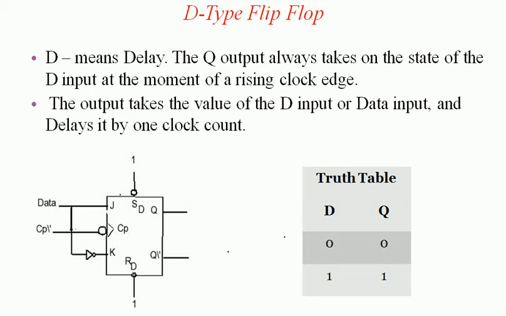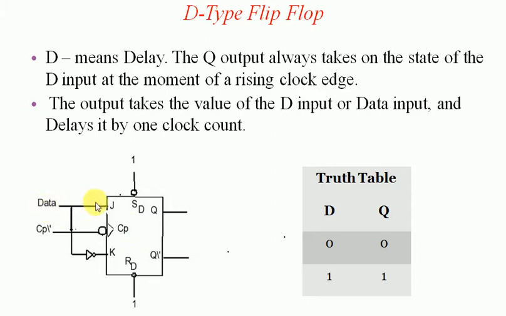Hello everyone. Today we are going to discuss the delay flip-flop or data flip-flop, and the toggle flip-flop. D type of flip-flop: D stands for delay or data. This is a block diagram of the data flip-flop or delay flip-flop. Here the number of inputs is equal to 1 in the D type of flip-flop.